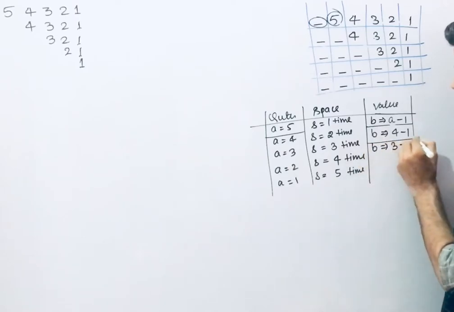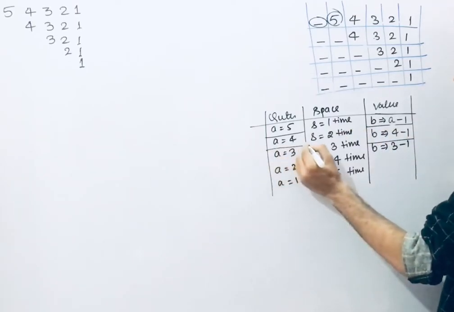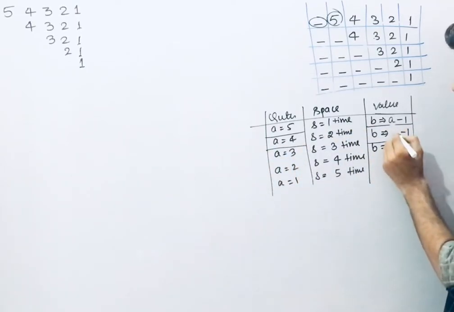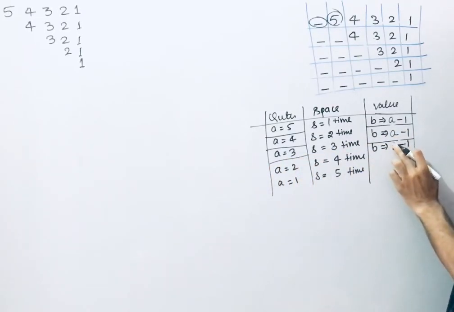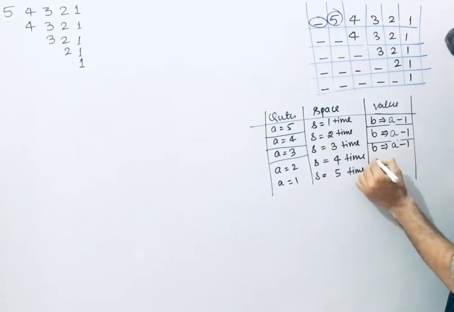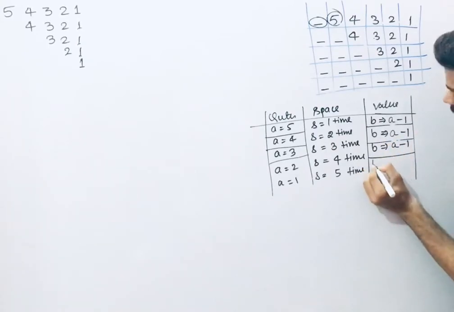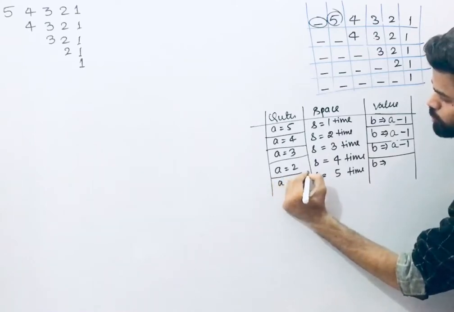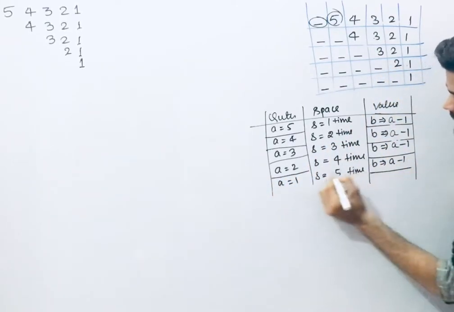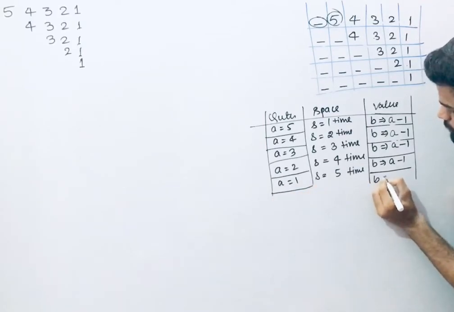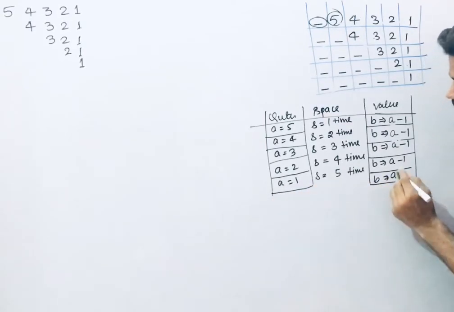Second time it runs from 4 to 1, a equals 4, so we continue with a to 1. Third time a equals 3, and this one is also 3, so we need to write here a to 1. Fourth time it is 2, and we need to print from 2 to 1, so it is a to 1. And then a equals 1, so b prints from a to 1, meaning 1 to 1.